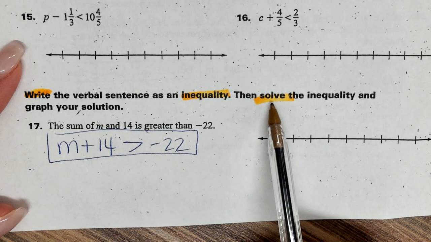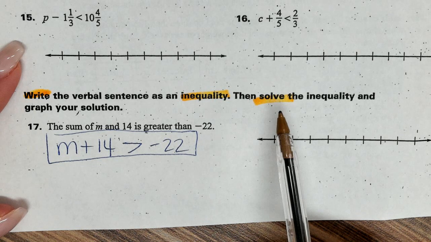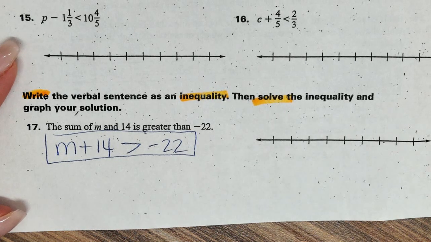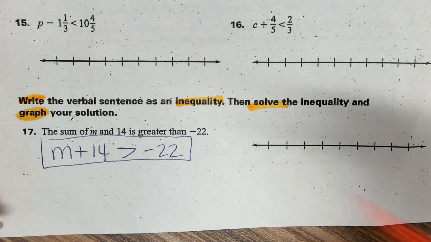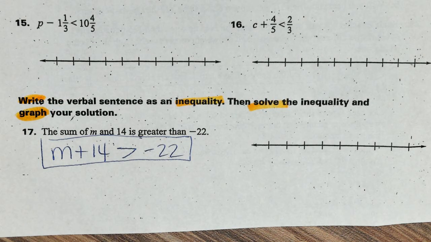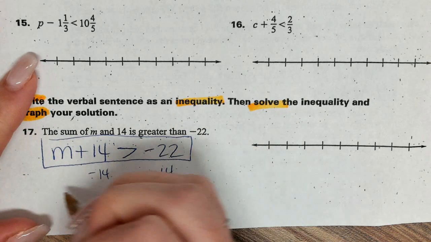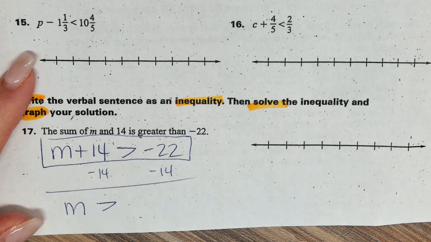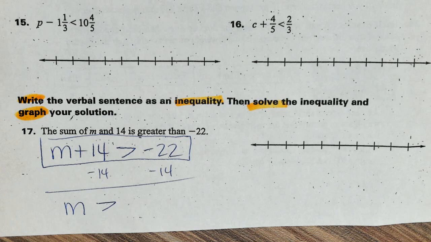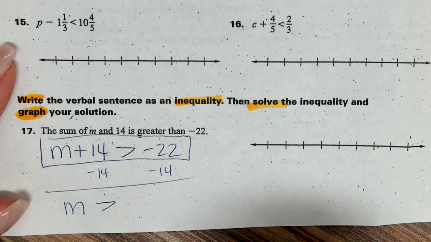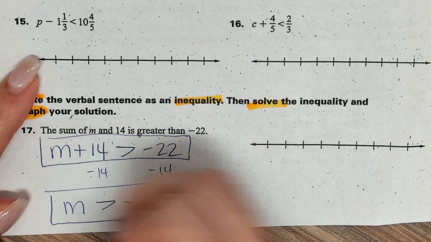Then what are you going to do? Solve it. So how many answers do you have here? Oh, hold on. 3. Then graph your answer. So then we would solve it by subtracting 14. So I have m is greater than negative 22 minus 14 is negative 36. That is my final answer.